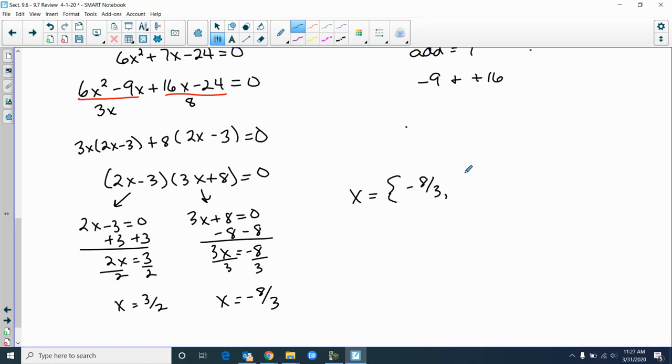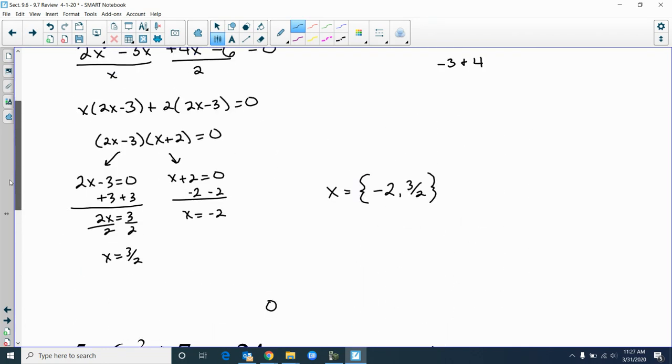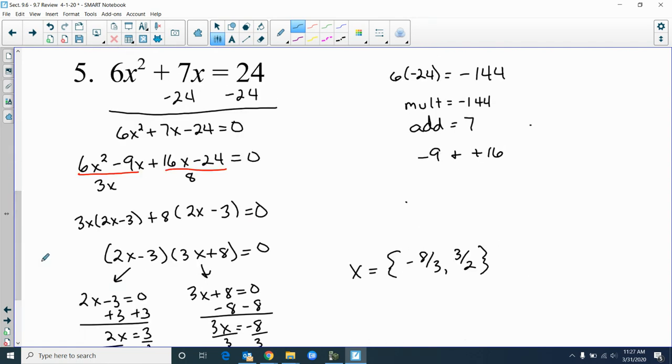So my smaller number is -8/3. My bigger number is 3/2. Don't just leave them like that. Don't worry about making decimals because they don't work out to whole numbers. All right, that is section 9.6. Those two there are the hardest problems we can come across. We got a number in front of the x squared.